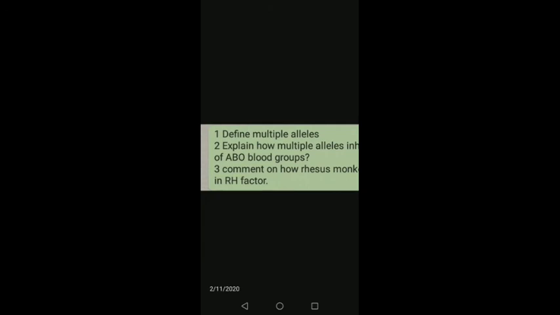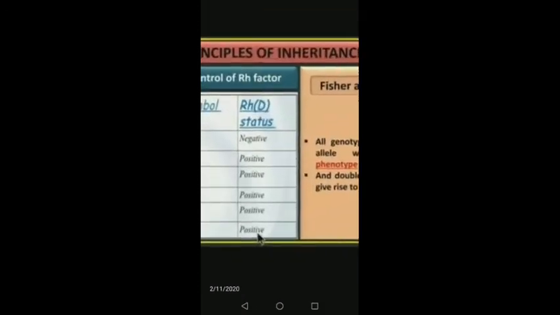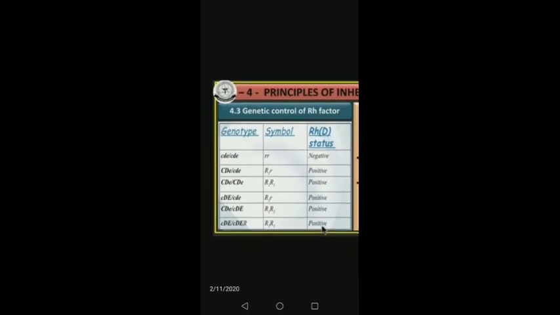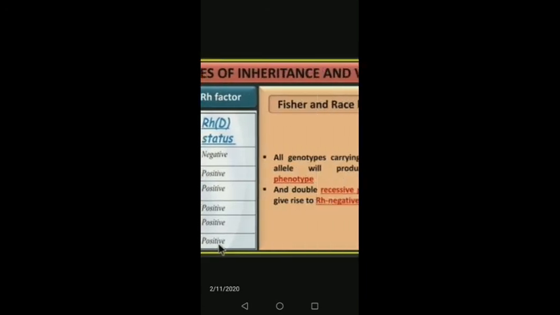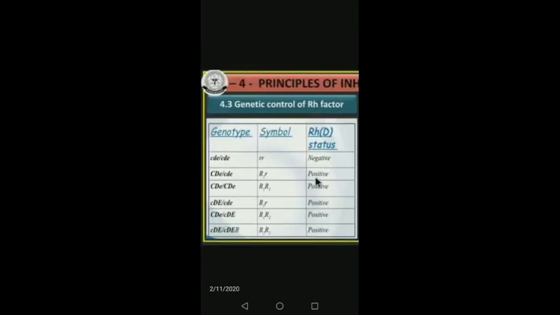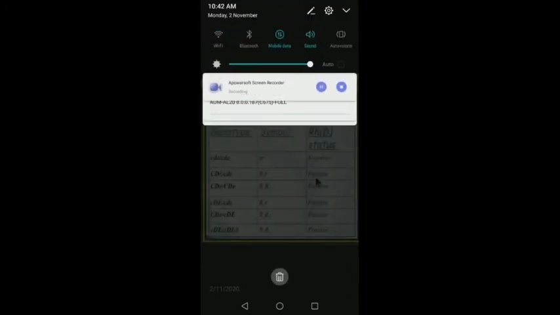Just learn this one. Go through once again the genetic control of Rh factors, the Fisher and Race hypothesis and the Wiener hypothesis also. Both I have shown here as a single tabular column, joined together. In the book they are given separately. Here I have given it to you as a single one.